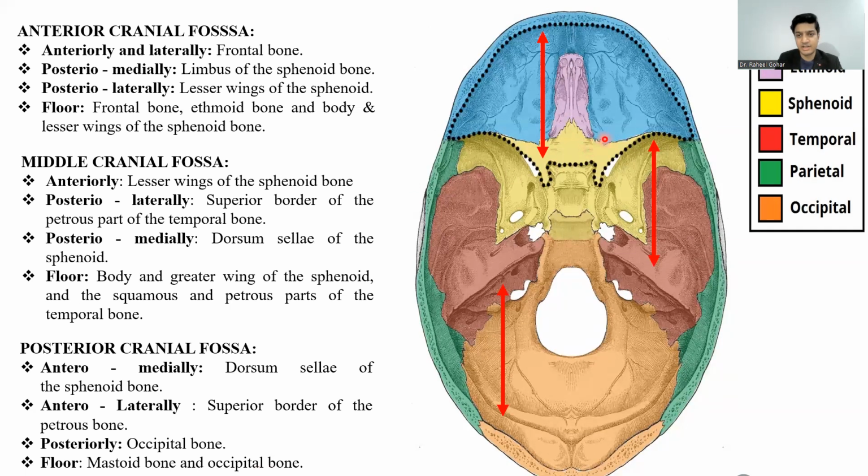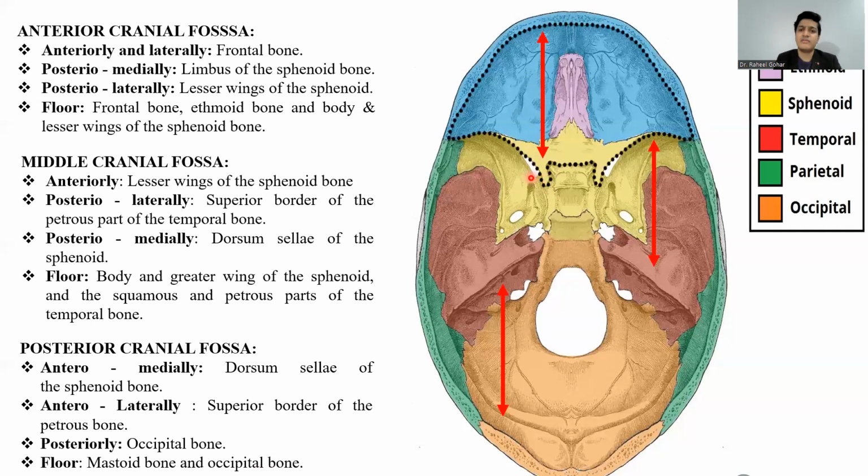So the base of the skull is divided into three parts. One is the anterior cranial fossa, one is the middle cranial fossa, and finally we have the posterior cranial fossa. In the anterior cranial fossa, we have basically three bones. This blue structure is the frontal bone, this is the ethmoid bone, and finally in yellow we have the sphenoid bone. The anterior cranial fossa's anterior margin is bounded by the frontal bone, and the posterior boundary is bounded by the sphenoid bone, or we can say the lesser wing of the sphenoid. So this is basically the anterior cranial fossa.